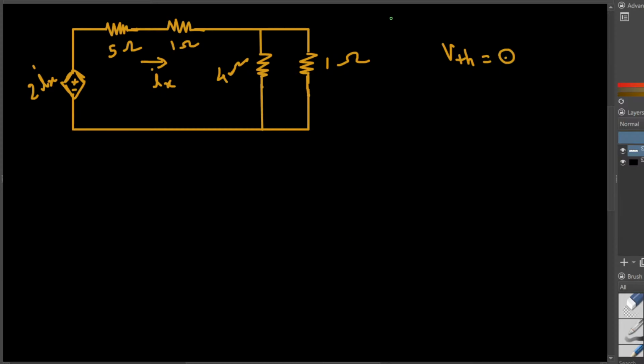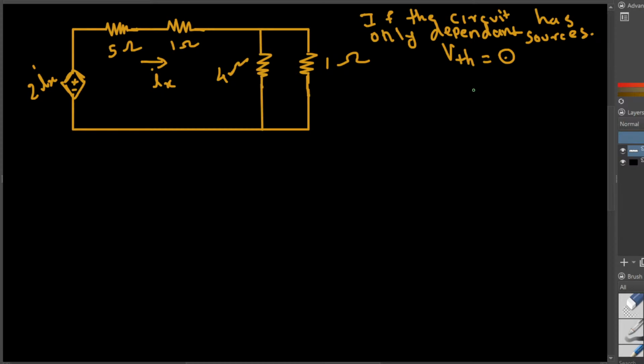So if the circuit has only dependent sources, then V Thevenin is equal to 0. Also I Norton is equal to 0. The only thing we are going to have is resistance, and the resistance here is R Thevenin equal to R Norton, and that one we have to find out.